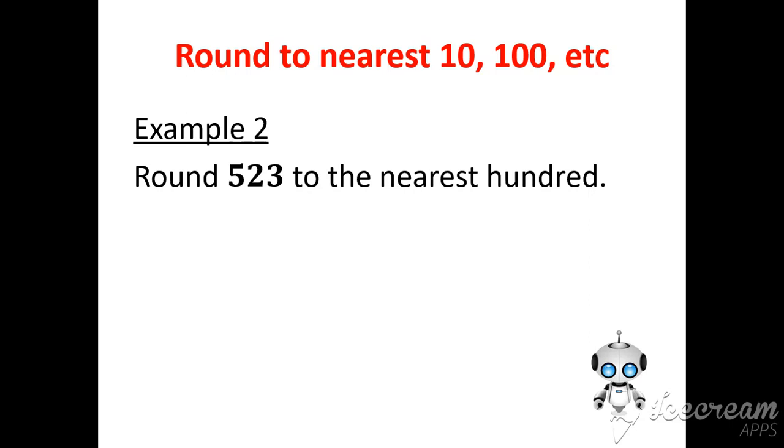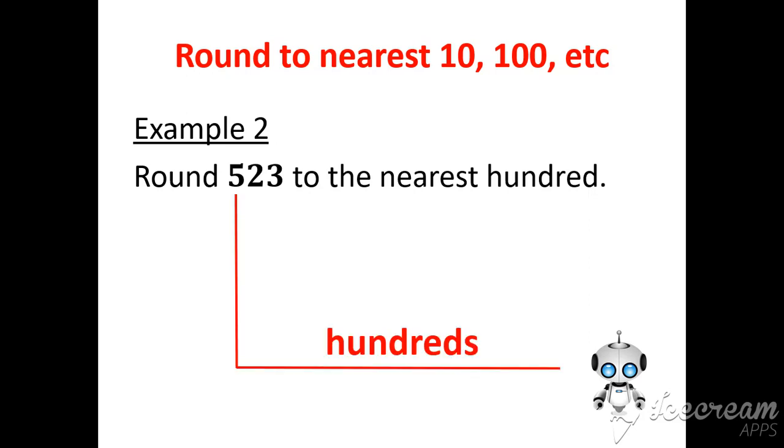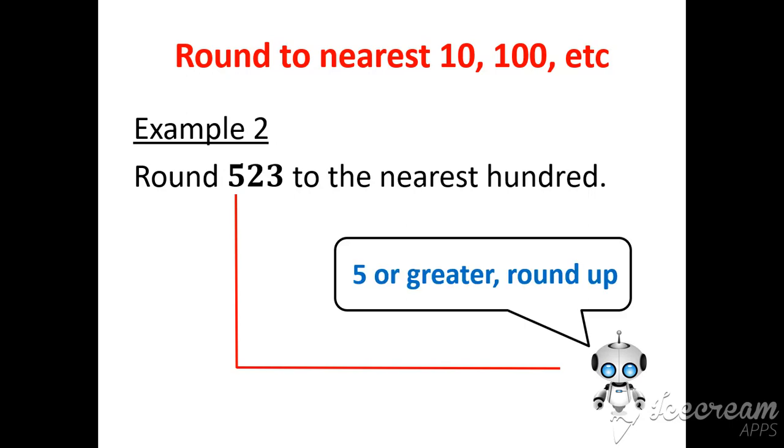Okay, example 2. How do we round 523 to the nearest 100? We'll identify what the 100 column is. The 100 column is the 5. So we're going to round to the nearest 100. So we need to look at the next digit to the right. If it's 5 or greater, we're going to round it up 1. So the next digit's a 2. It's not 5 or greater.